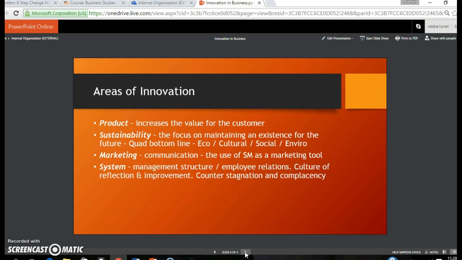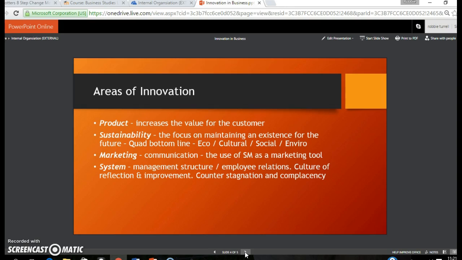This is not final, but this is an example. Certain areas of innovation can be, traditionally we think very much of the product. Nowadays we think very much of sustainability, the way in which you can maintain your existence in the future through innovating, and particularly looking at that quadruple bottom line of economic, cultural, social and environmental.